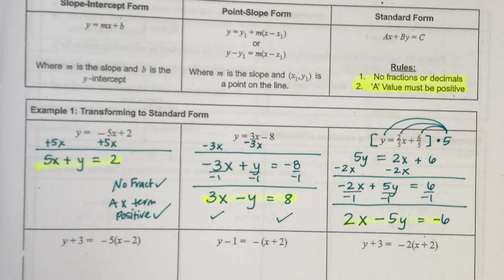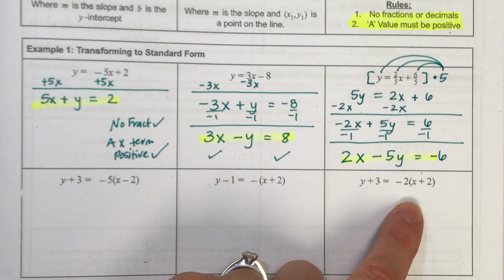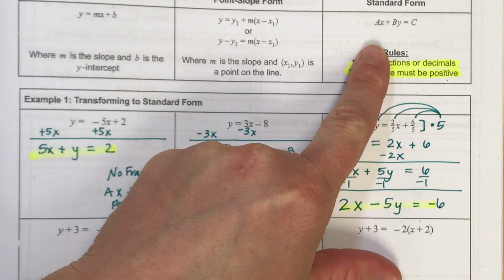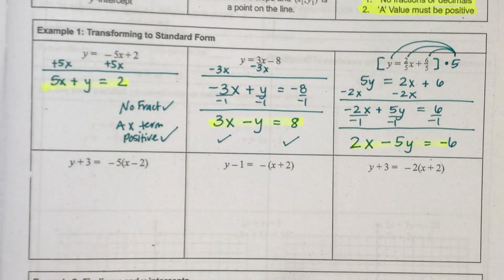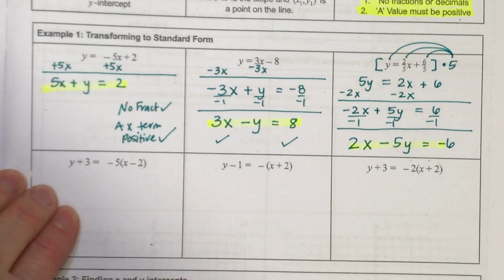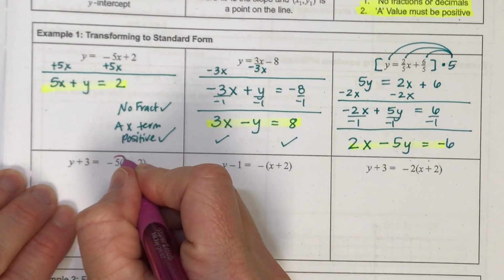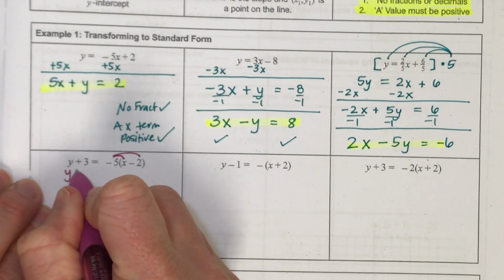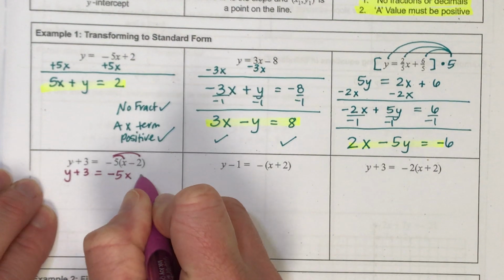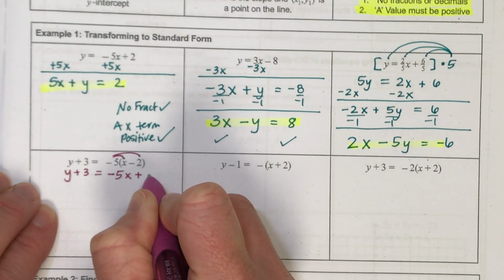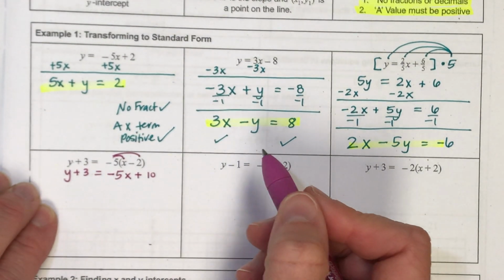Now what I'm going to do is transform my point slope equations into standard form. So in this case, I have a couple more steps because I have a distribution happening here, and so I'm actually going to distribute first. So we have y plus 3 is now equal to negative 5x plus the number 10, because a negative times a negative makes a positive, and 5 times 2 is 10.